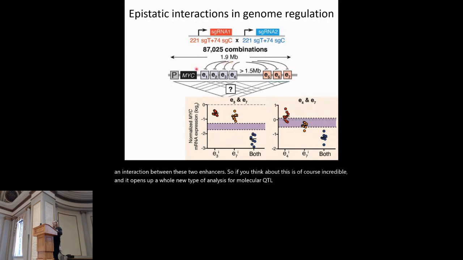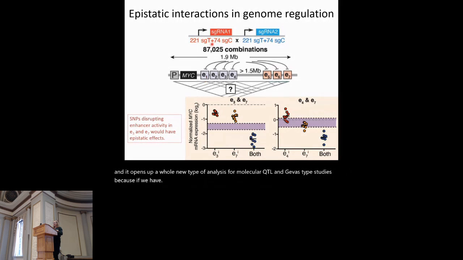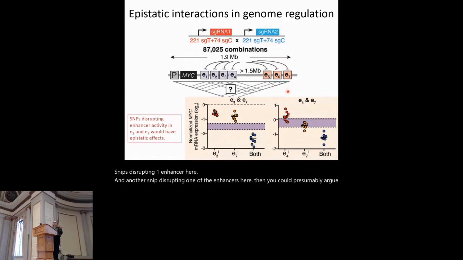Because if we have SNPs disrupting one enhancer here and another SNP disrupting one of the enhancers here, then you could presumably argue that maybe there are interactions, maybe you would see interactive effects of these enhancers.